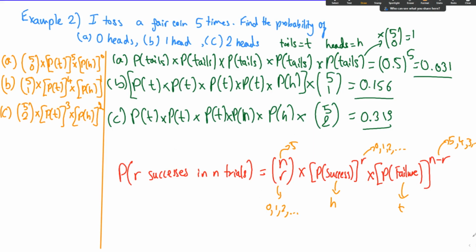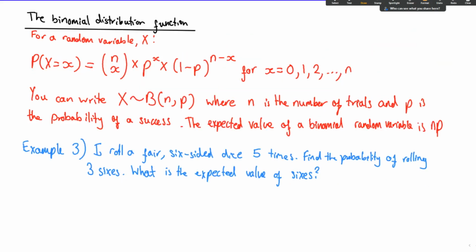So this is actually a binomial distribution function. Here it is. And in a more general case, it's this. So if you remember when we were learning about random variables, we learned that the probability distribution function for a random variable x is denoted by that.